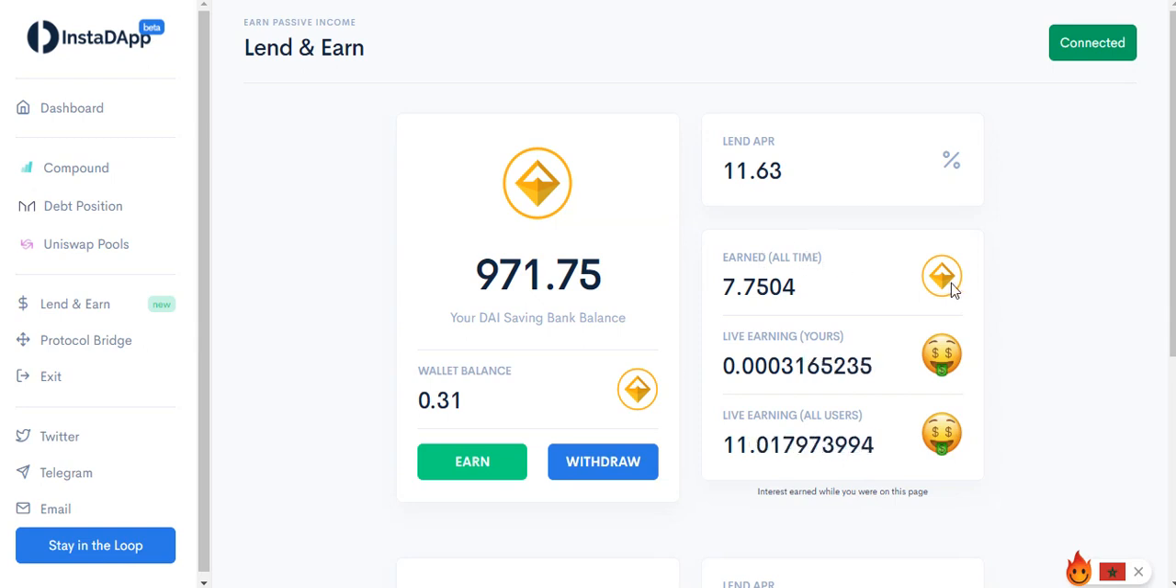Earned all time in DAI is 7.7504 DAI. And you can see that we have a live earning right now, 0.00345 6, so 0.0037 and growing. Live earning of all-time users right now is 13.6 DAI.